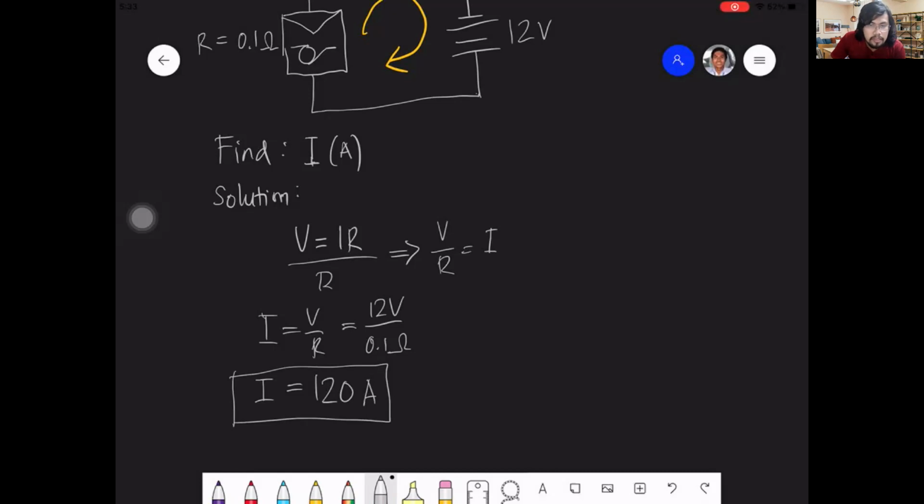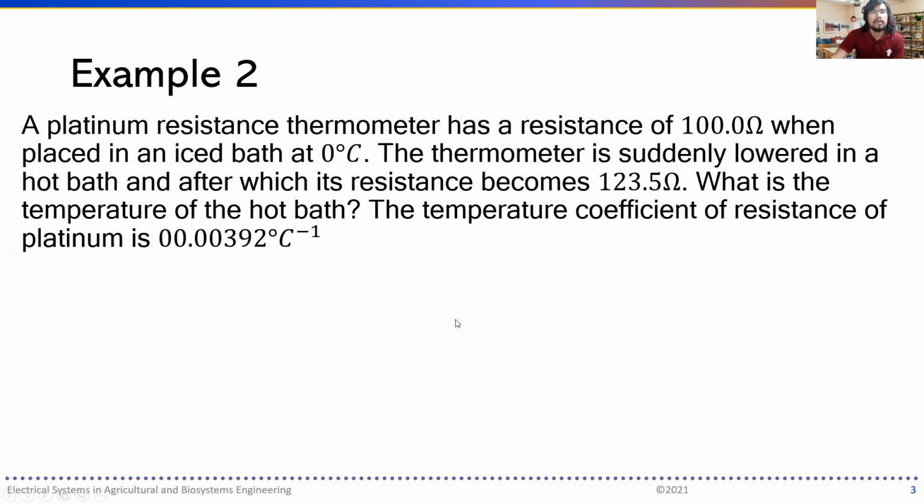Right, we have the next question. We have here a platinum resistance thermometer with a given resistance of 100 ohms at 0 degrees Celsius. The thermometer is lowered into a hot bath and the resistance becomes 123.5 ohms. The question is, what is the temperature of the hot bath?